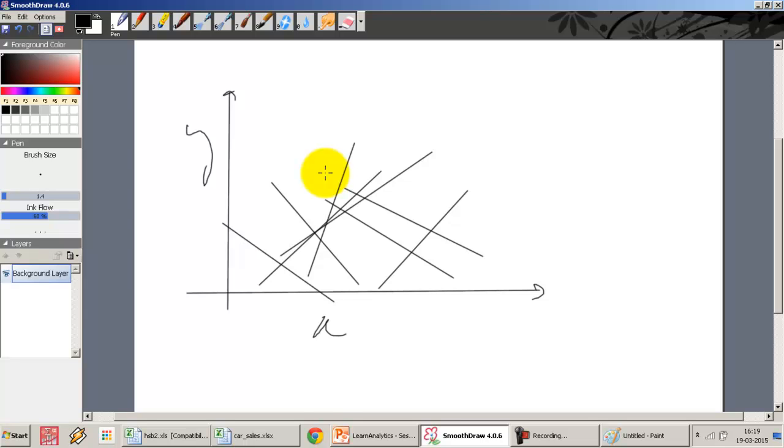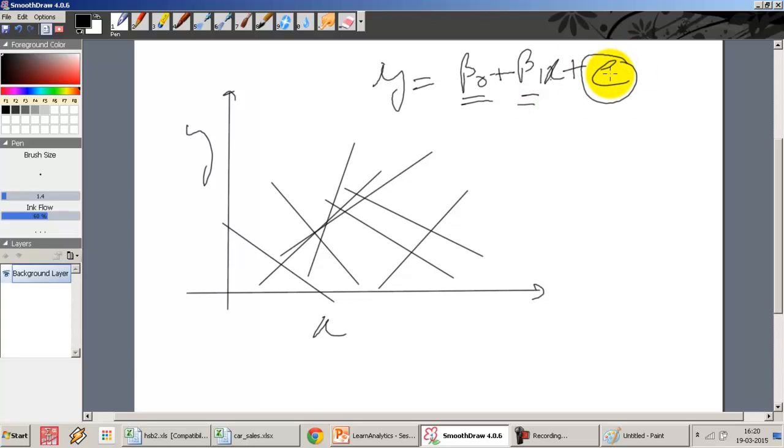But how do we actually do it? We don't go ahead and simulate n number of lines or infinite number of lines and then identify the line of minimum error. If I look at the formula specifically, I know that y is equal to beta naught plus beta 1 x plus the error term. We already know the value of y and the value of x. So all we need to do is estimate the values of beta naught and beta 1 such that the error term e is minimized.